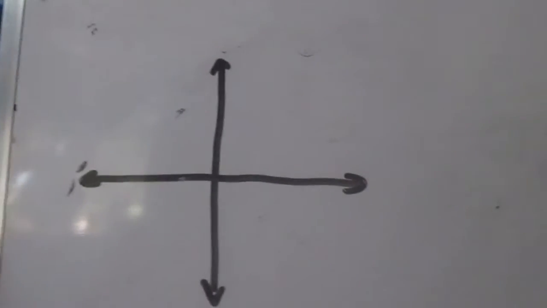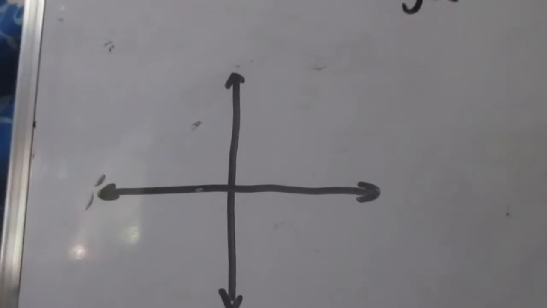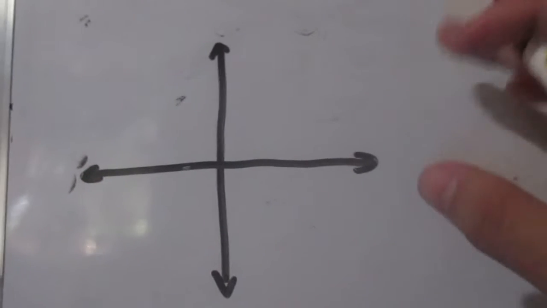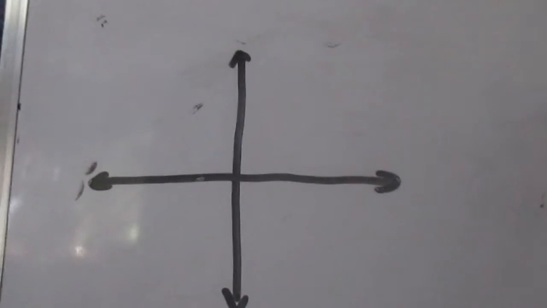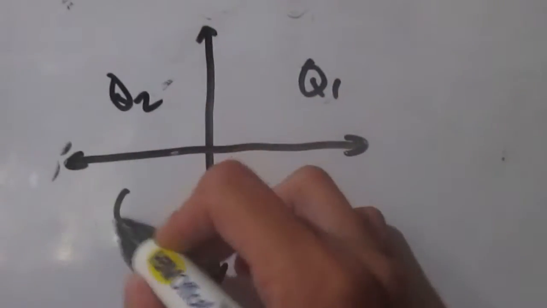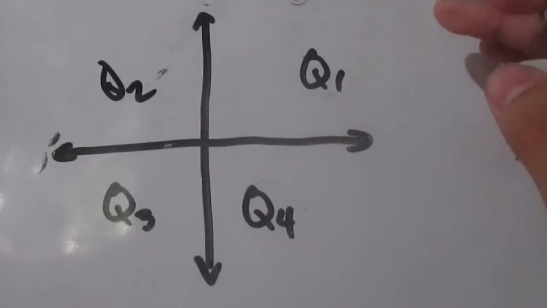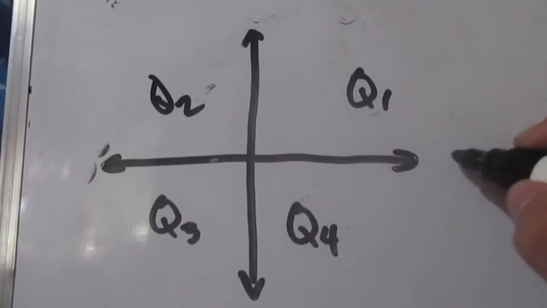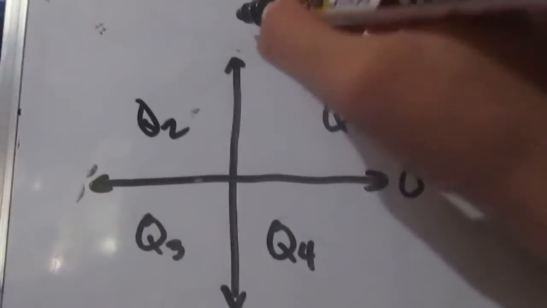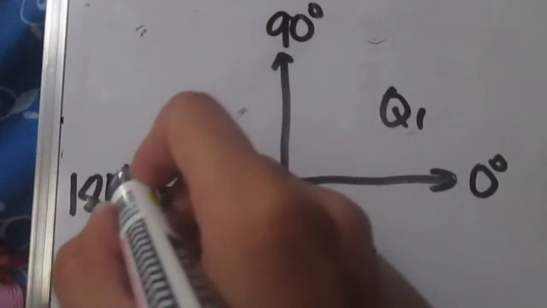So before we proceed in finding reference angle, let's have a short review about quadrants. So in this Cartesian plane, we have 4 quadrants. We have quadrant 1, quadrant 2, quadrant 3, and quadrant 4. In the first quadrant, we have angles measured from 0 degrees to 90 degrees. And for quadrant 2, we have 90 degrees to 180 degrees.